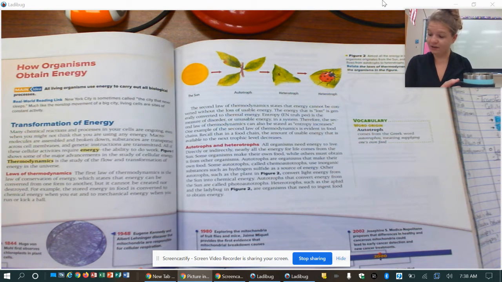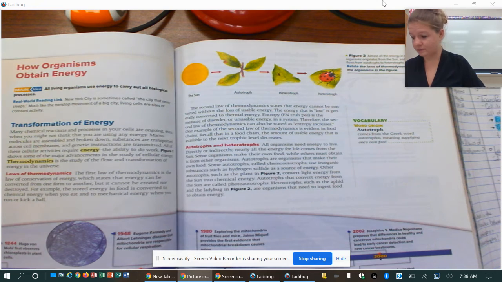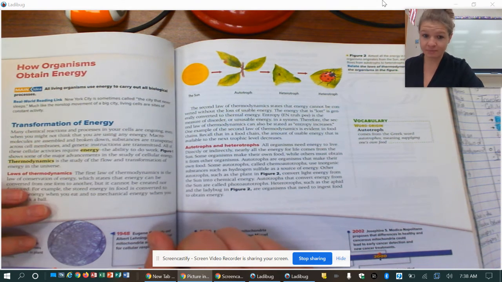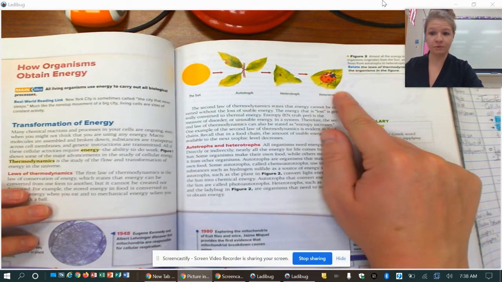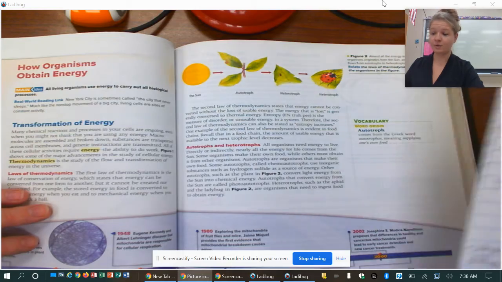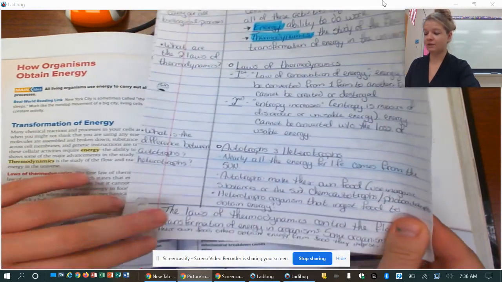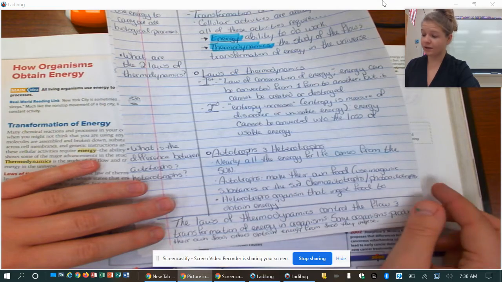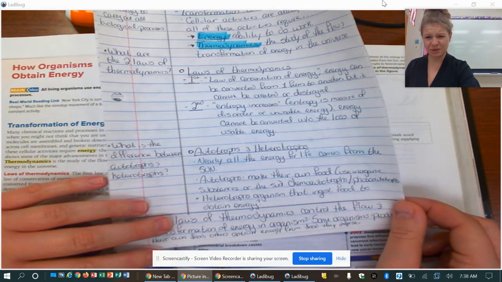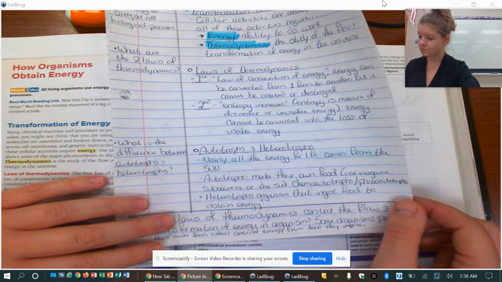Heterotrophs, such as the aphid and the ladybug in Figure 2, are organisms that need to ingest food to obtain energy. There's a couple ways you could have gone about that. You could have drawn your little diagram if you're a pictorial learner that way. I wrote it out. So I have another heading, autotrophs and heterotrophs. I wrote, nearly all the energy for life comes from the sun. I thought that was pretty important and also a really cool fact.